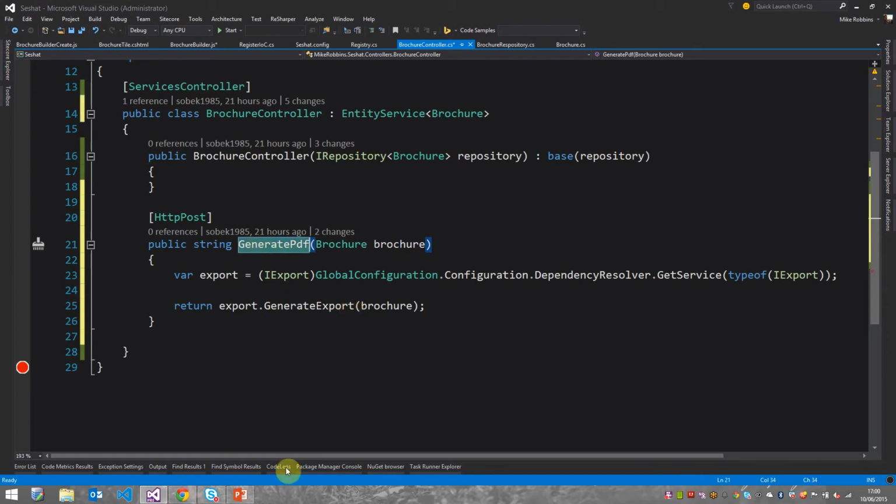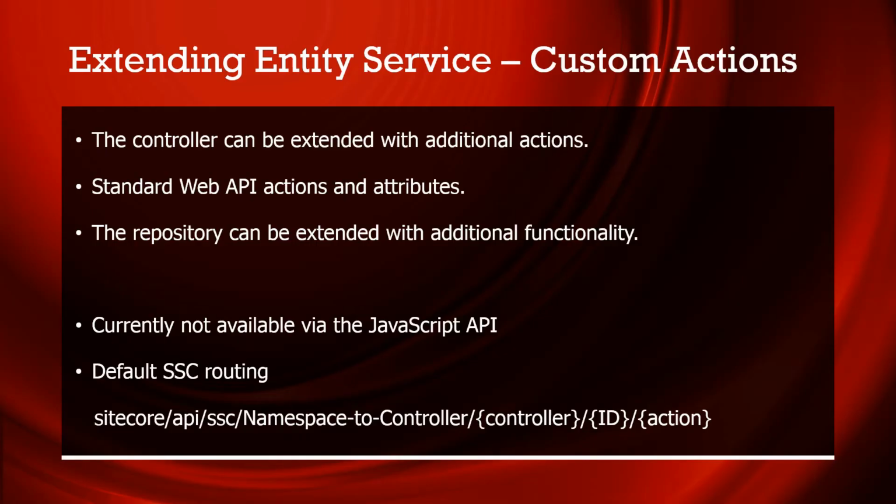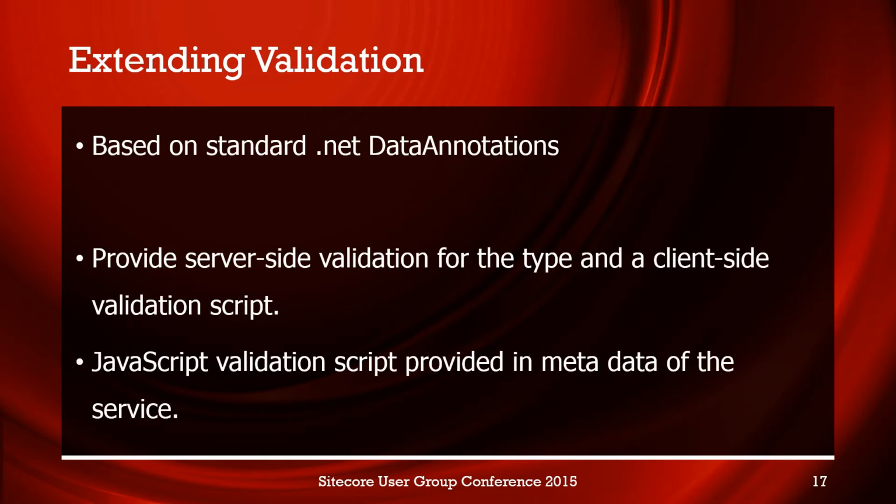Okay, let's jump back into our presentation. Extended validation. As I mentioned earlier, we can write custom validation for our properties within our entities. So we can actually start to validate them the way we want to. This is based on standard .NET data annotations. We can provide the client-side validation and the server-side, so we can write both, and those validation scripts will get fired depending on whether we called it from the client-side or from the server-side from a REST call, for example.